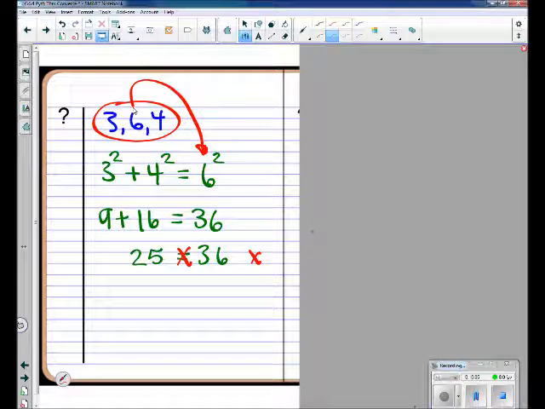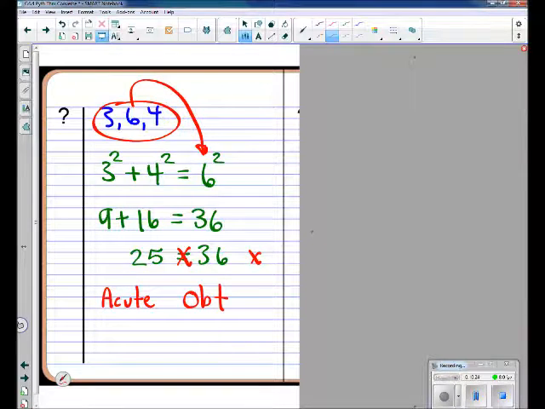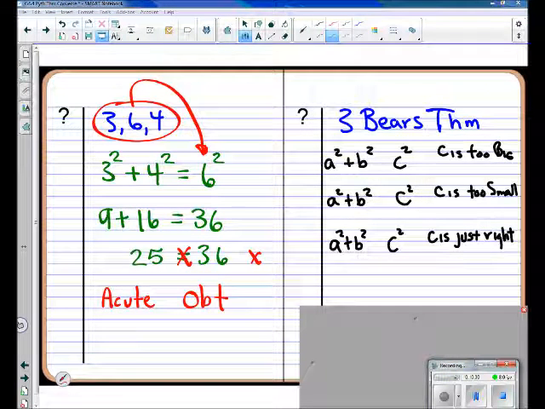Okay, so if it's not a right triangle, then it's got to either be an acute triangle or an obtuse triangle. Those are our only other opportunities. Now in the category of angle names for triangles, classifying triangles by their angle names, we have acute, obtuse, right, and then also equiangular. Now I know it's not equiangular because all the sides are not the same. All right, let's move on.